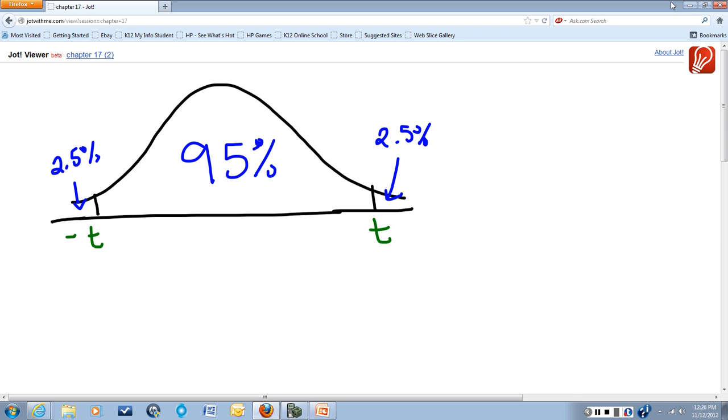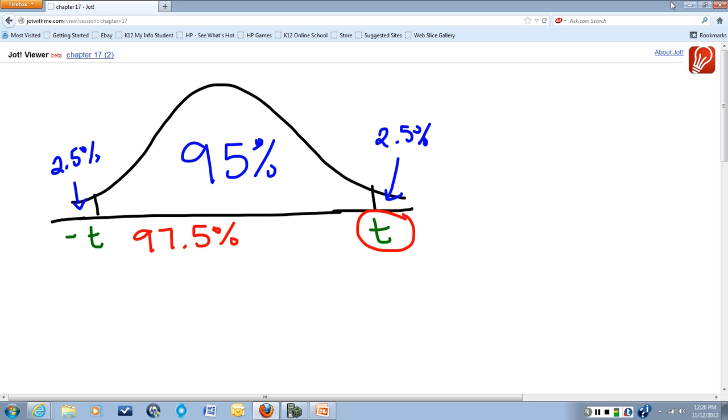Okay? So what we're looking for is that t-value right there that has 97.5% of the t-curve's area, the data, to its left and only 2.5% to its right. That's what we call a critical t-value that we use to create a confidence interval.